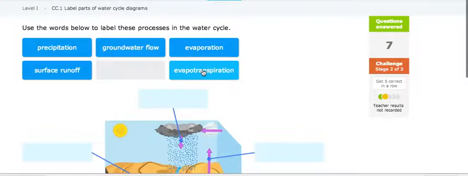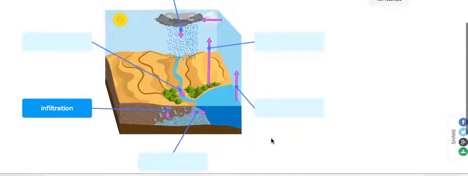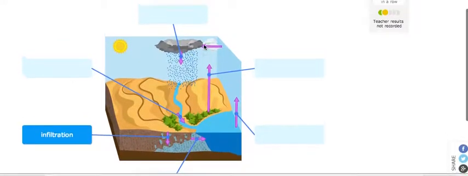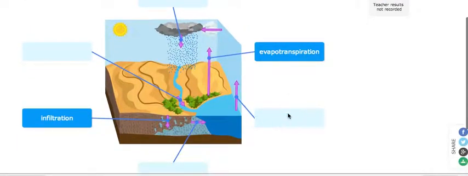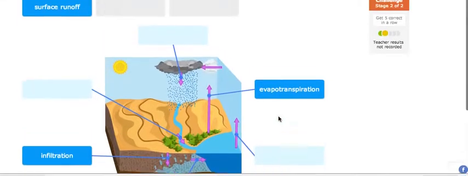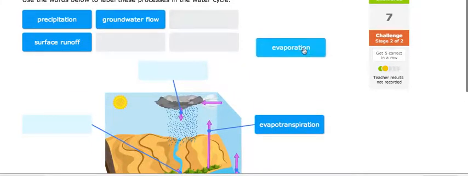And evapotranspiration, right here, we remember it comes from plants and it comes from the ground. And it's heating up and going up in a vapor. So we have to look for an arrow that's going up. Here's one. Oh, but this one's going up from the body of water. So that's not what we want. But this one is going up as well. And it is coming from plants in the land. So we're going to put evapotranspiration right here. And we know this is regular evaporation because it's coming from a body of water.